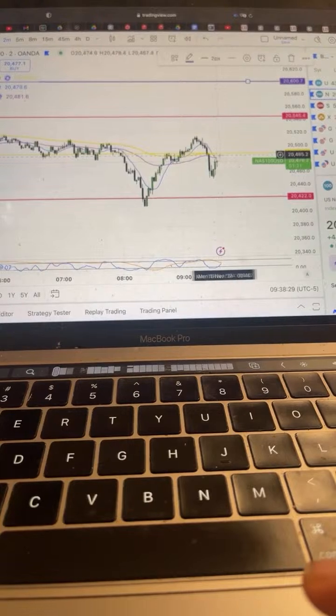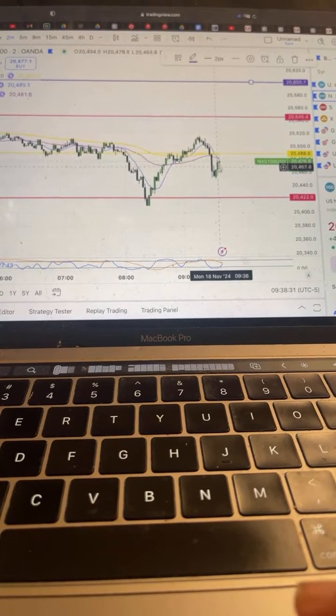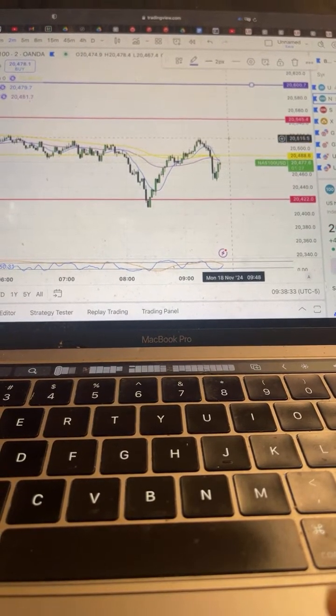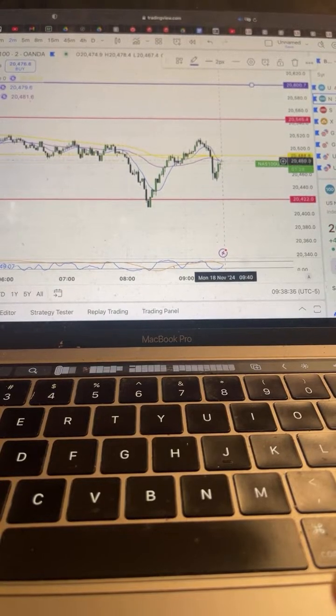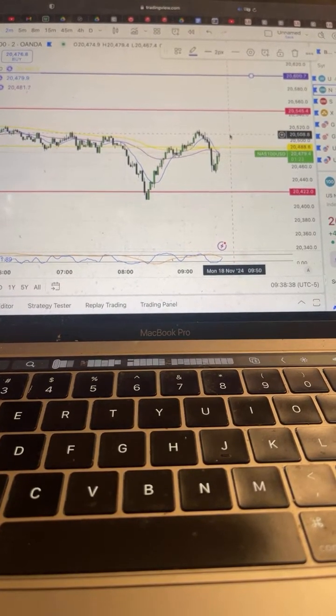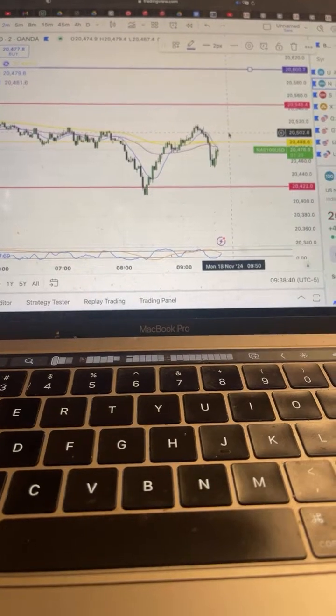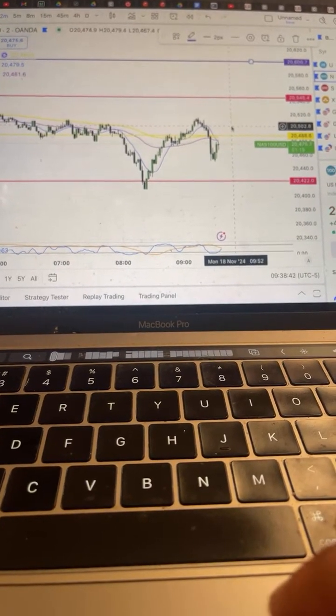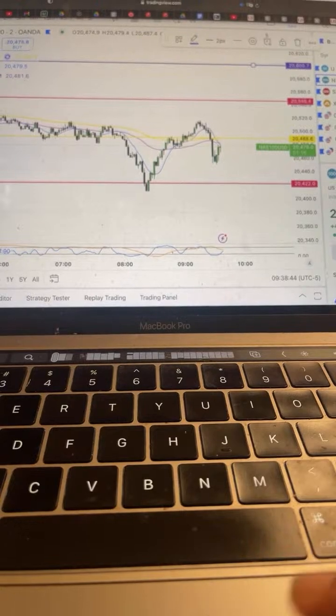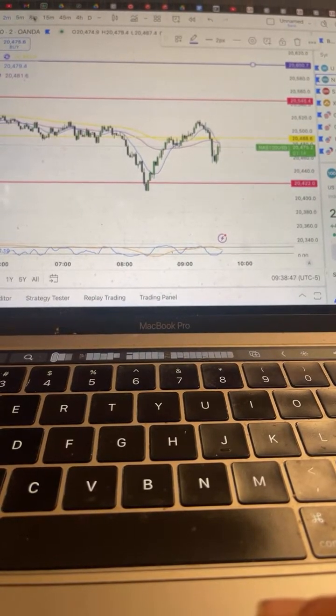If price stays below here, we're going to continue to sell. If price goes above here and closes, then we're going to get a push up and we're going to keep buying. So we'd have to close out on the trade and take a minor L, but I'm going to wait it out. We got some time. I still like these sells.